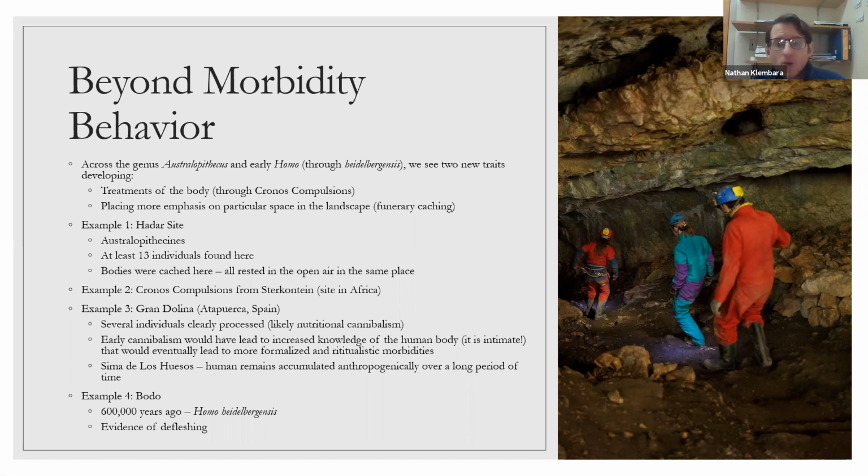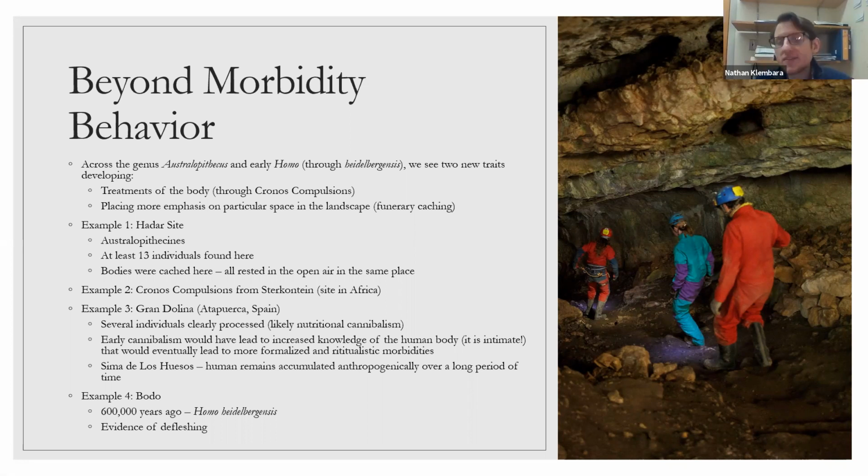This is important. Early cannibalism is actually important to our understanding of the human body and our symbolic understanding of the human body, because cannibalism is a really intimate experience. When you're eating someone, it's weird to think about, but you are becoming very, very close with that person. And so we would have increased our knowledge of the human body that eventually would have led to more formalized and ritualistic funerary behaviors.